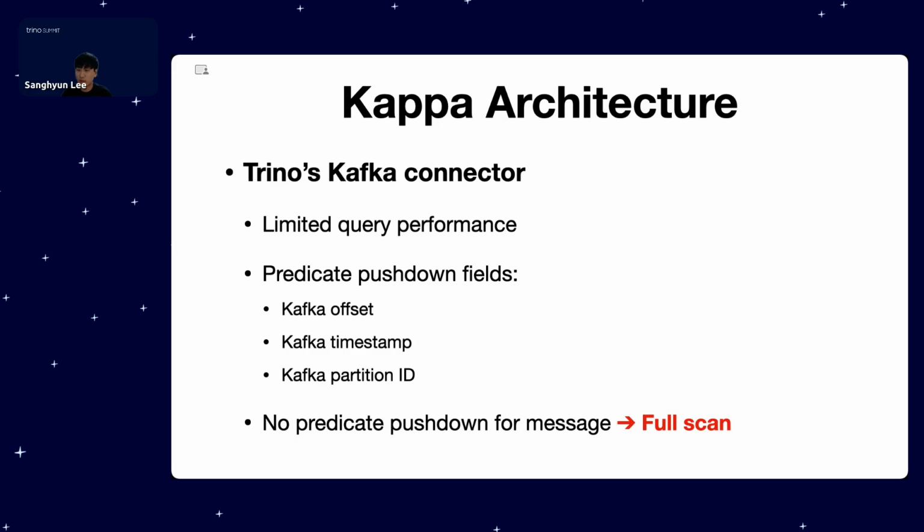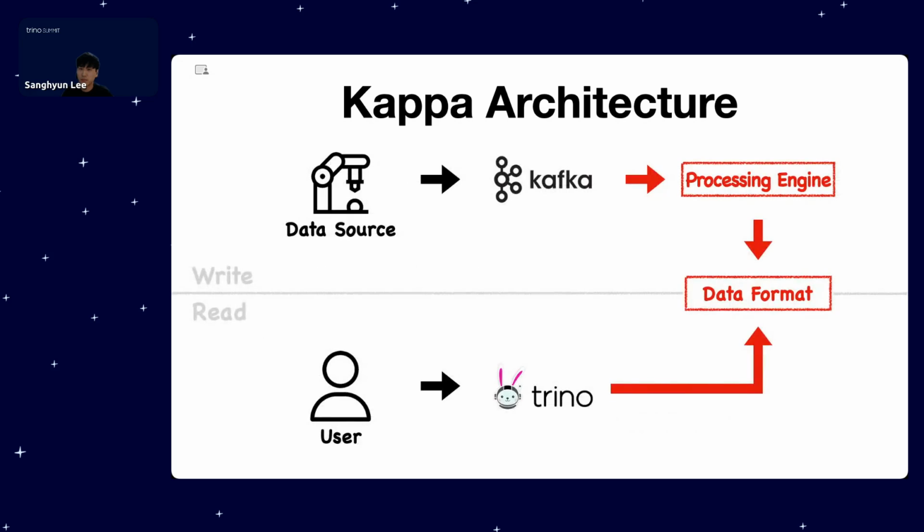As the data volume and the number of queries grows, the system will become overwhelmed. So this might work for ad hoc use, but it can be difficult to use at a production level. As we have seen, reading Kafka messages directly from Trino is not efficient. Instead, we need a processing engine to convert Kafka messages into an efficient data format. And we should read this efficient data format on Trino. In conclusion, what we need is a real-time processing engine and an efficient data format.